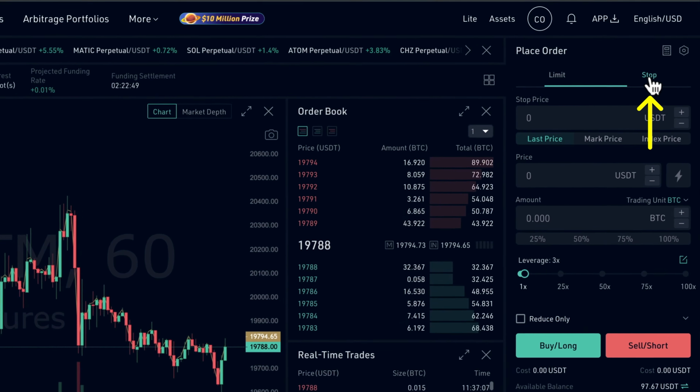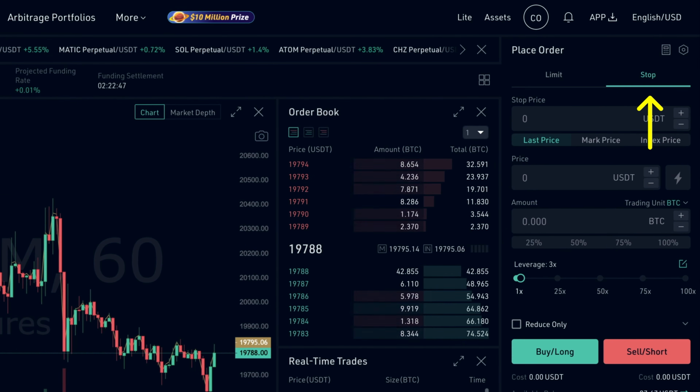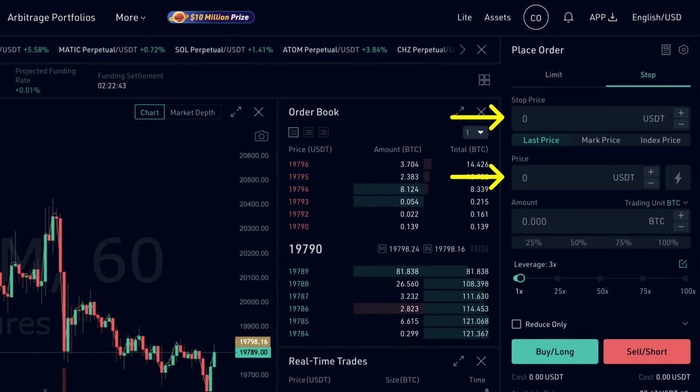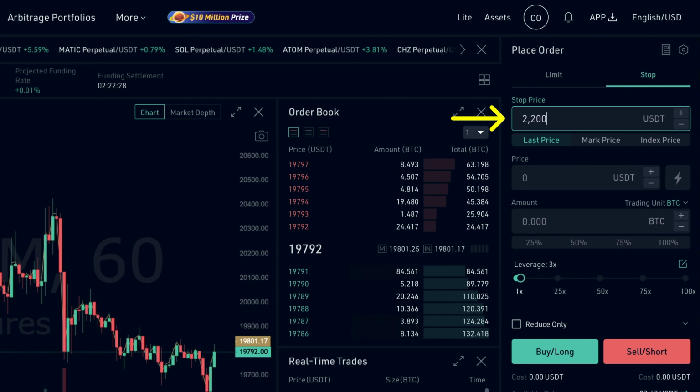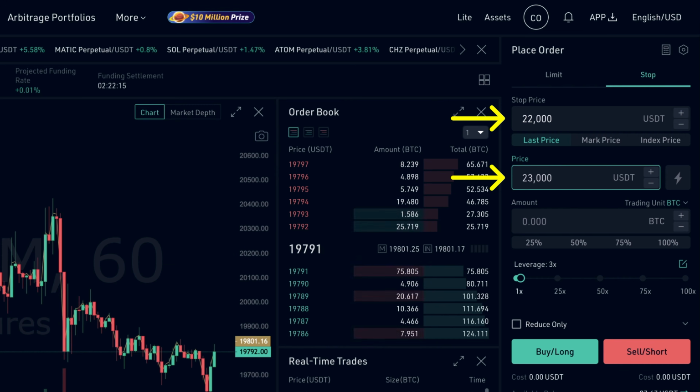Then we also have the stop limit order. With a stop limit order, we're able to set a price range for wherever we'd like to open our position. So for example, we can tell the system that we want to go long when the Bitcoin future price goes up to 22,000, and we are willing to buy in at any price between 22,000 and 23,000.